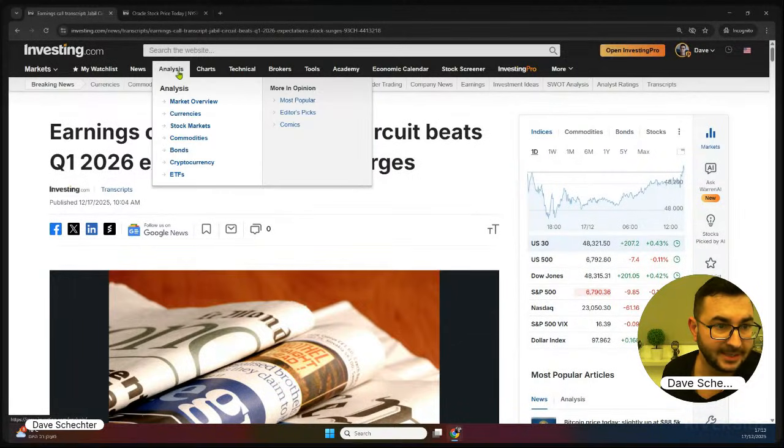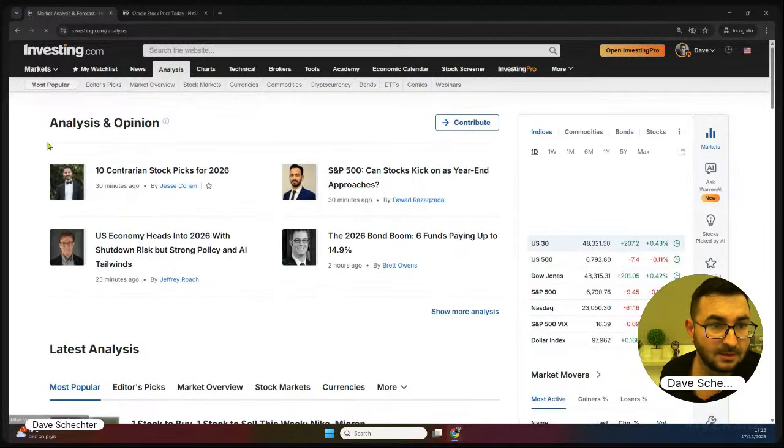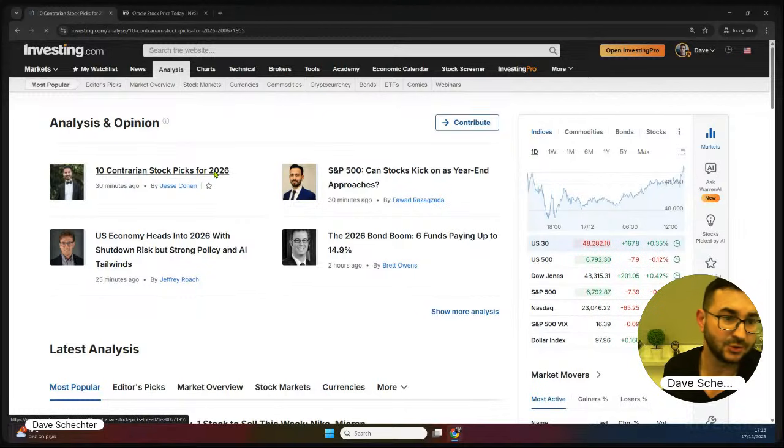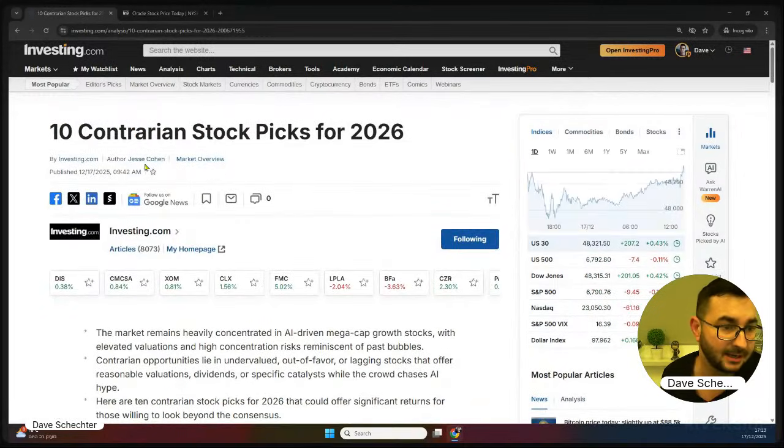Moving on to analysis, you can find it in the top navigation bar here. It's broken down by editors' picks and markets, commodities, cryptocurrency, so on and so forth. Let's go ahead and click through to this article, 10 Contrarian Stock Picks for 2026 by Jesse Cohen, who I also follow. He's an amazing analyst.